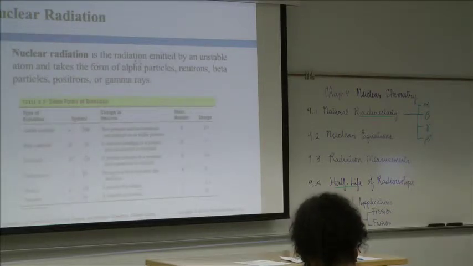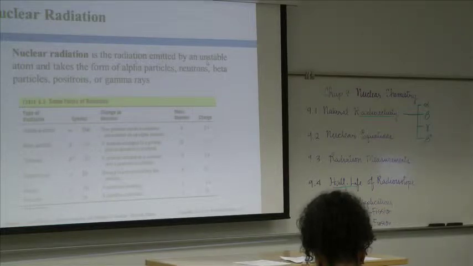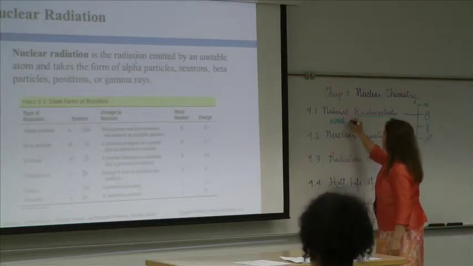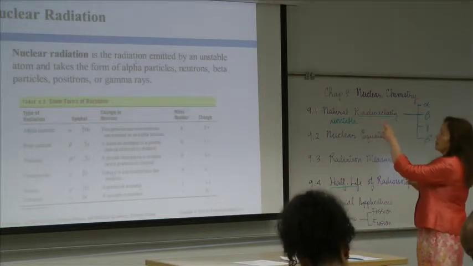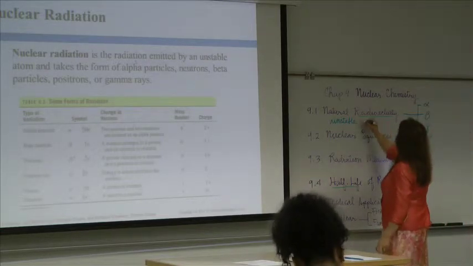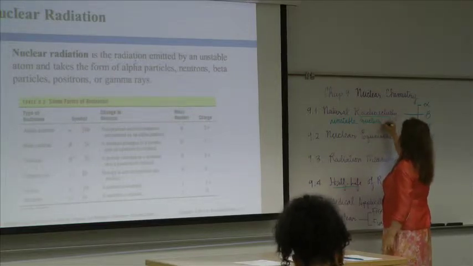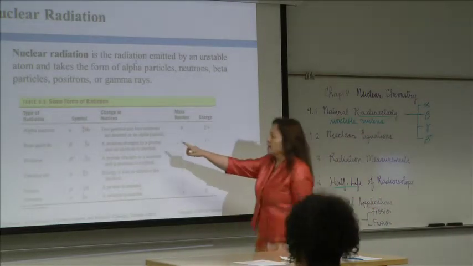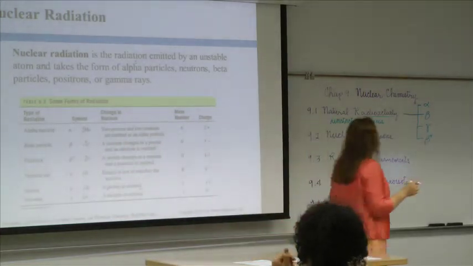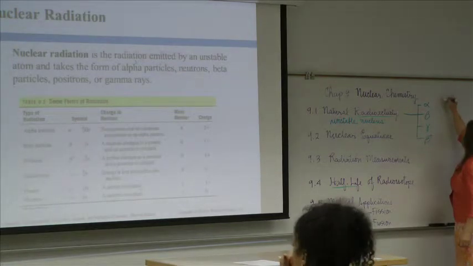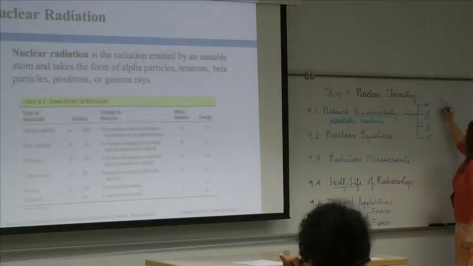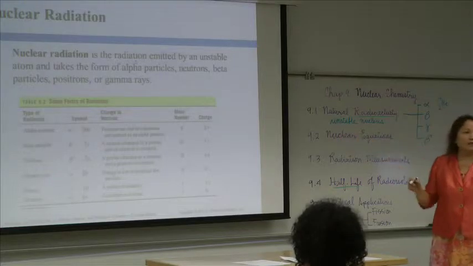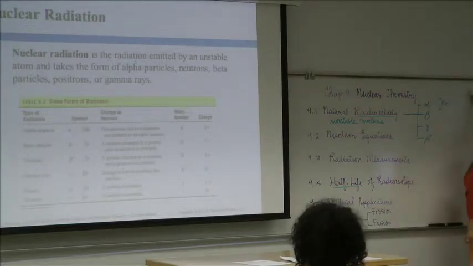So nuclear radiation is the radiation emitted by an unstable atom, an unstable nucleus, which gives rise to alpha particles. An alpha particle, by definition, is a helium atom without electrons. So it has a representation of He, 4, and 2, right? No electrons. So a mass number of 4 and a charge of 2+, right?